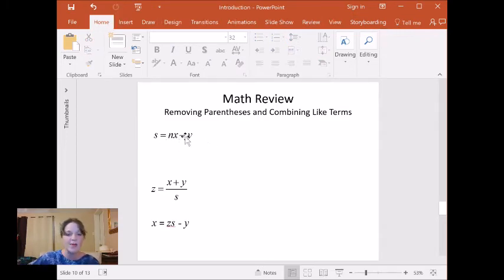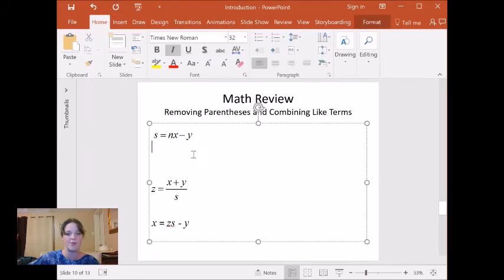So first thing I'm going to do is try to get rid of this y. So I'm going to add y to both sides, because since this is a negative y over here, if I add y to both sides, that y is going to disappear from the side with the x. And the whole goal here is to get x all by itself, right? So I take s on the left-hand side, and I add y. And then what's left over is nx, right?